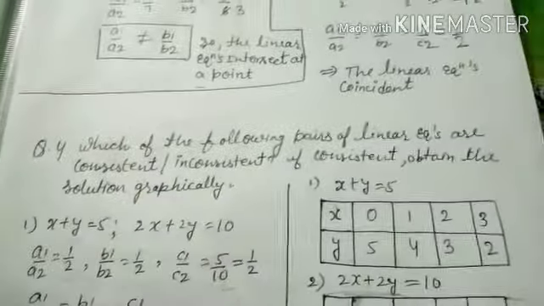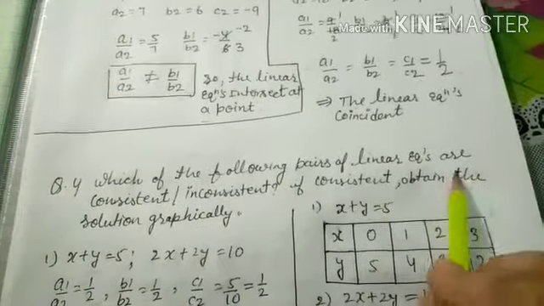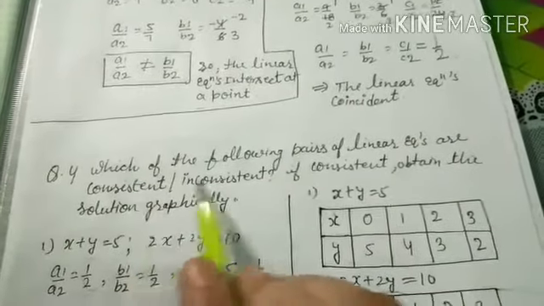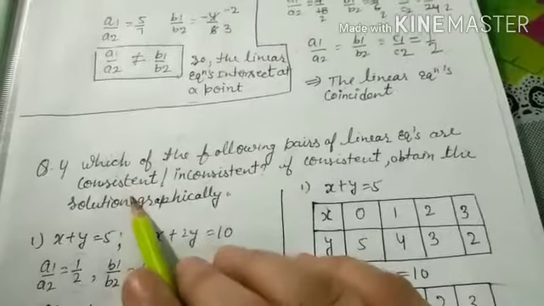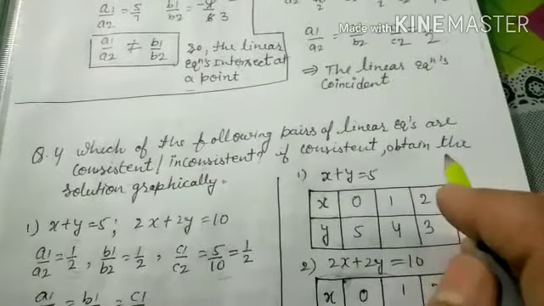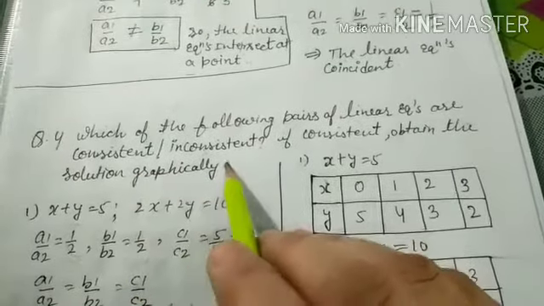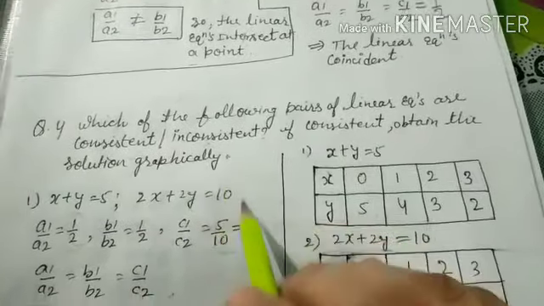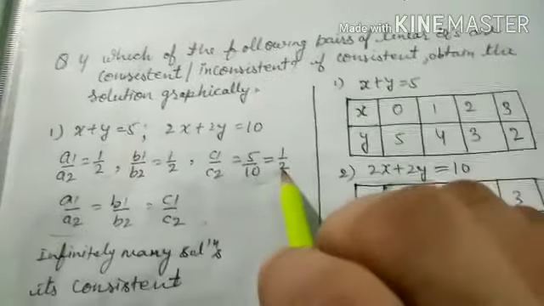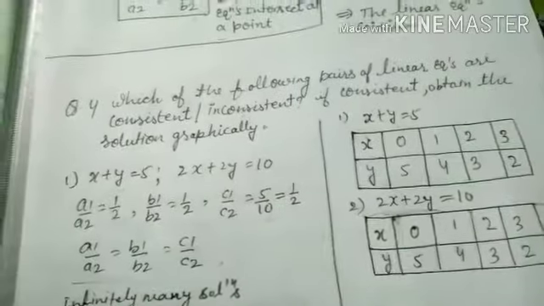Okay students, now question number 4 of the same exercise: which of the following pairs of linear equations are consistent or inconsistent? If consistent, obtain the solution graphically. In the graphical method, we directly apply the graphs. But in this case, first of all, we need to find out whether the equations are consistent or not. If consistent, then we will plot the graph.